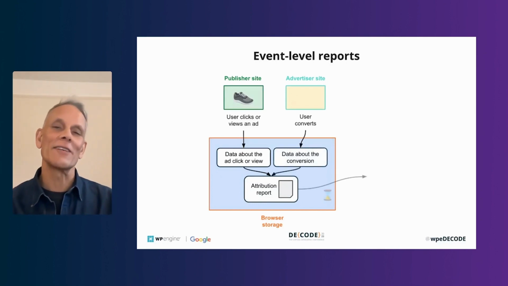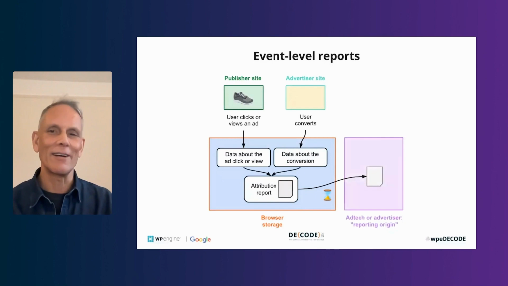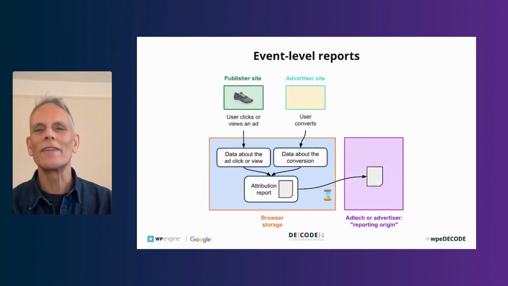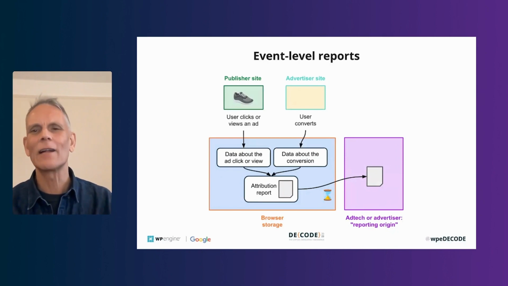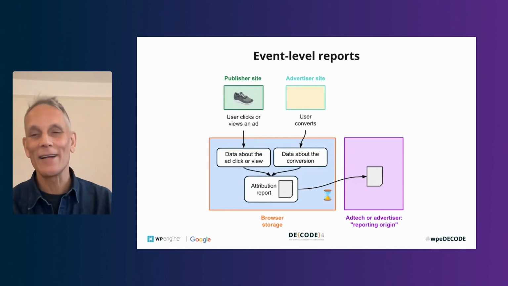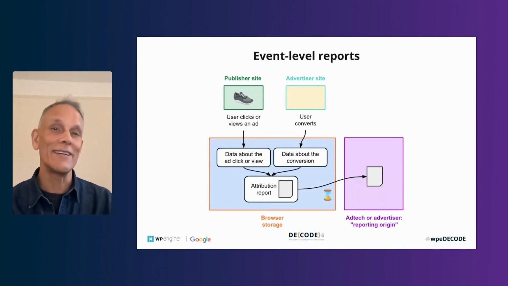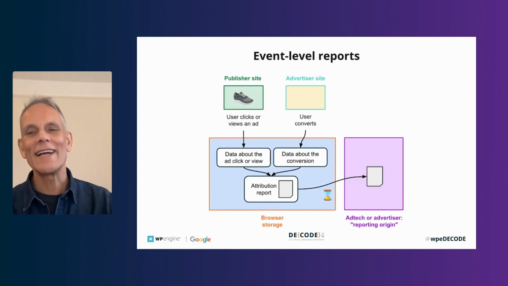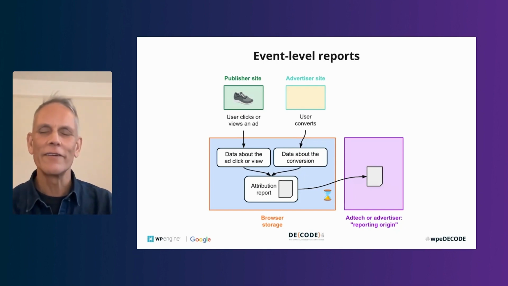Now, when a user clicks an ad or sees an ad and then converts, the browser generates a report. And in that report, the advertising company or ad tech includes two pieces of data. One, any data they want about the ad click or impression. And this can be very detailed, for example, a creative ID, information about the publisher, the timestamp, and so on. And second, a small piece of data about the ad conversion. Now, to protect user privacy, this cannot be too detailed.